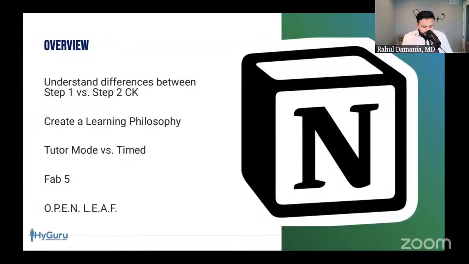All right, so let's go through a quick overview. What we're going to be doing first is understanding differences between Step 1 versus Step 2. We're also going to be creating a learning philosophy surrounding UWorld. I think it's very important that when you're trying to change your behavior towards anything, you have to incorporate a value system. So we're going to create a value system, and there are going to be some key psychology shifts that I want to impart onto you. We're also going to be covering whether or not we should be doing tutor mode or time mode, and what are the benefits or pros and cons for each.